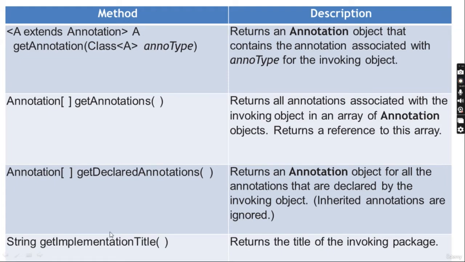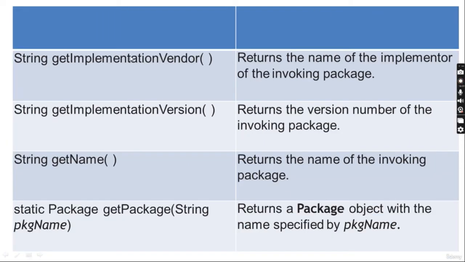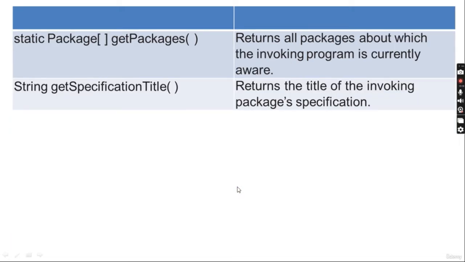Inherited annotations are ignored. String getImplementationTitle returns the title of the invoking package. String getImplementationVendor returns the name of the implementer of the invoking package. getImplementationVersion returns the version number of the invoking package. getName will give the name of the invoking package. Then static Package getPackage(String packageName) returns a Package object with the name specified by the package name. Static Package[] getPackages returns all packages about which the invoking program is currently aware.